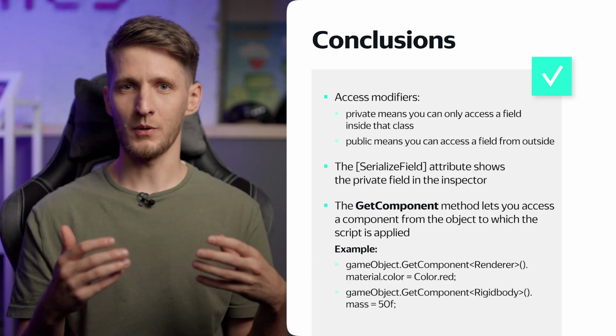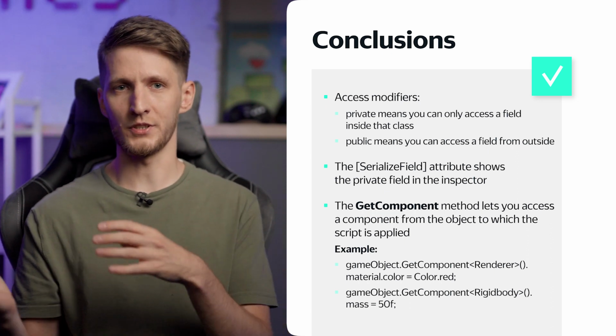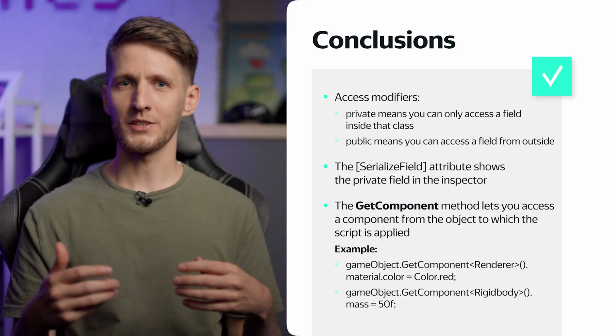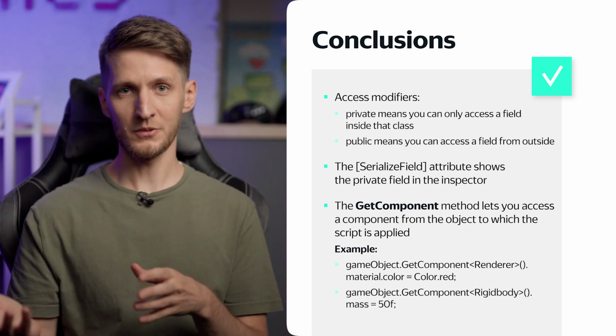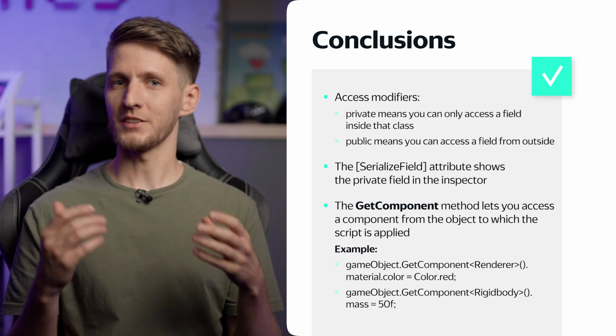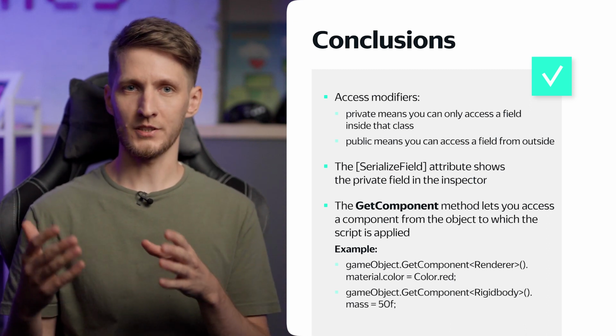Let's go through the important points of the lesson again. This is what we will face in any script. There are public and private access modifiers. Public enables you to access the field from other scripts, while you can work with a private field only inside this script. To display a private field in the inspector, the SerializeField attribute is used. The GetComponent method enables you to access the component from the object on which this script is.